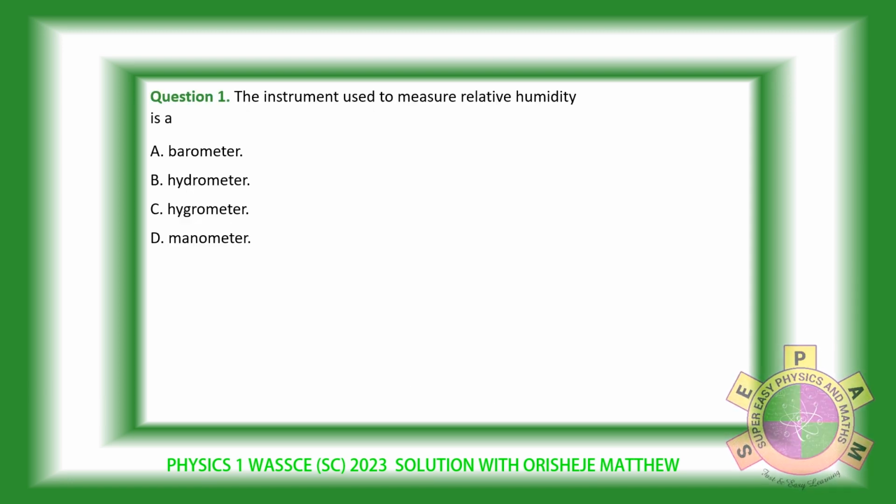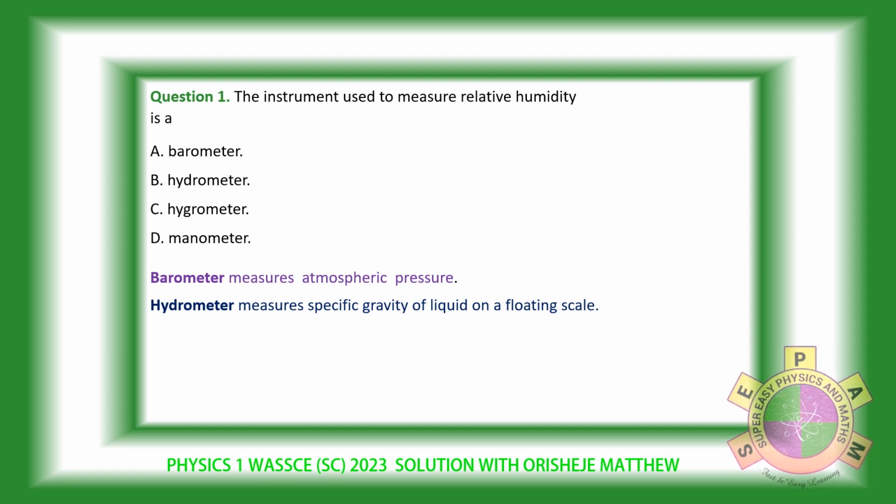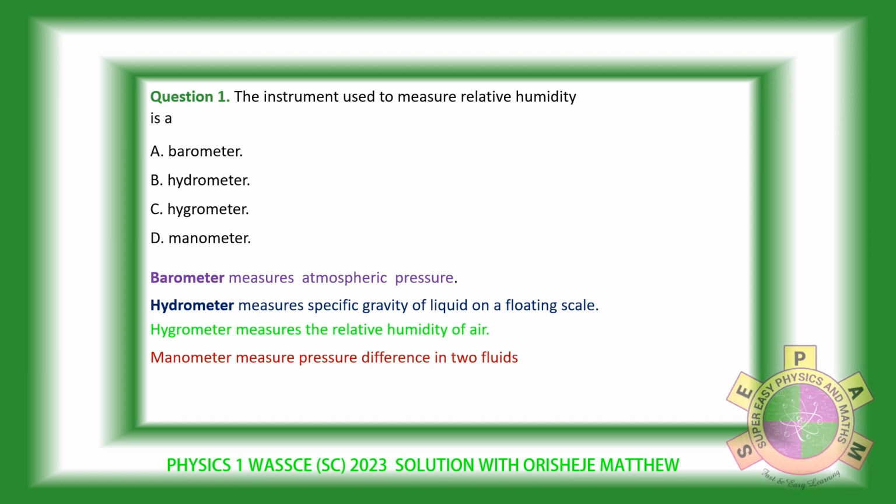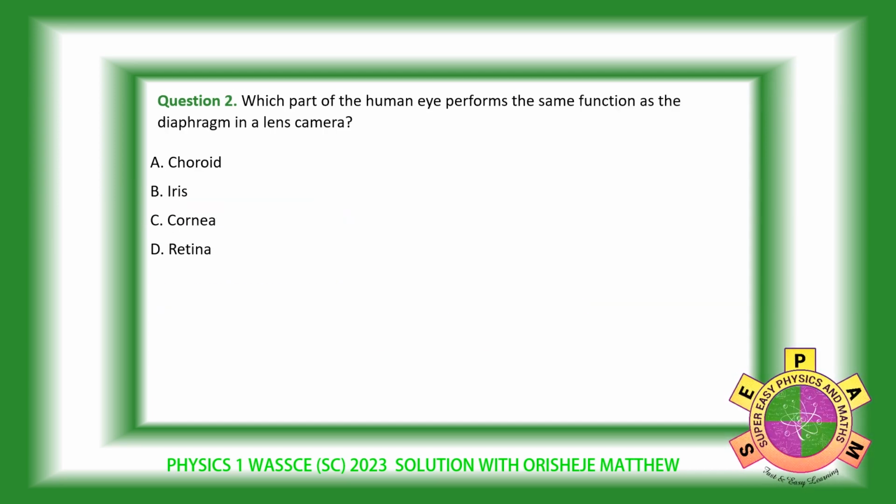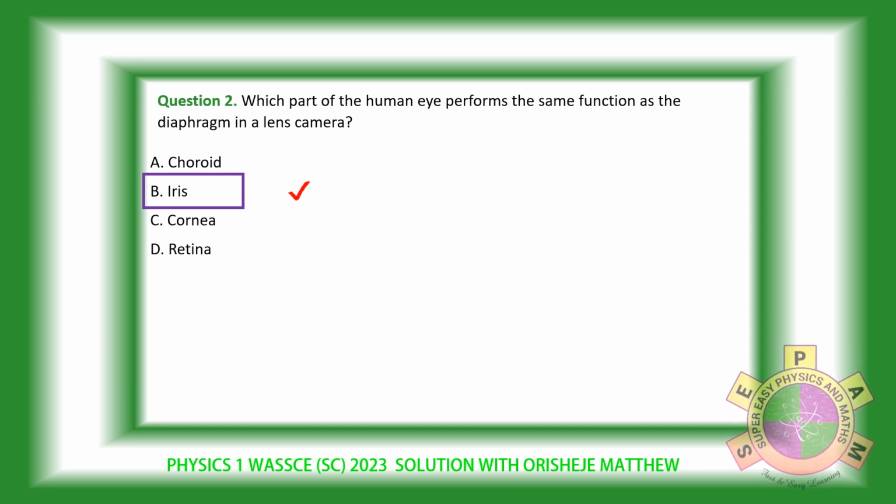Physics Paper 1 2023. Question 1. The instrument used to measure relative humidity is A. Question 2. Which part of the human eye performs the same function as the diaphragm in a lens camera? That is the iris, B. But let me explain how it functions.